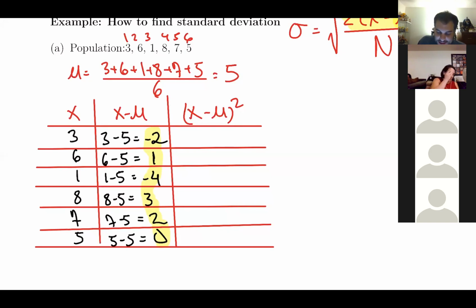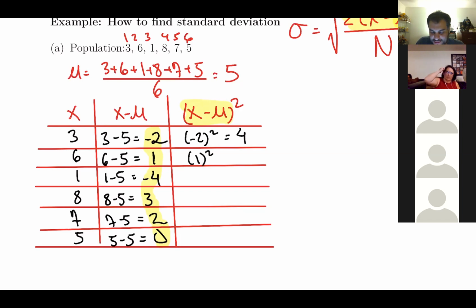All right, so let's go ahead and do this portion right here. I already did x minus mu. So the only thing I have to do is take it to the second power. When you take anything to the second power, it automatically becomes positive. So all of the numbers here should be positive. If you get a negative number in this column, you should know it's wrong because there should be no negative number here. So you do -2 squared, you get 4.